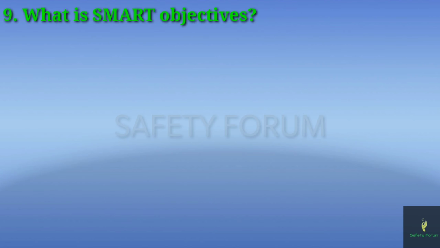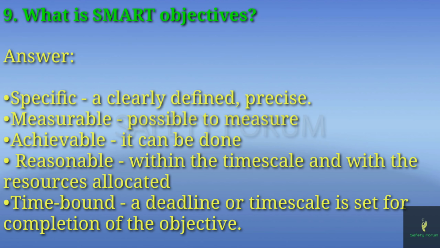Now we will see the ninth question. What are SMART objectives? What is SMART? SMART you can define as: specific, a clearly defined aim; measurable, which is possible to measure; achievable, it can be achieved by someone; reasonable; and time-bound, with a proper deadline and time scale set. So these are SMART objectives.